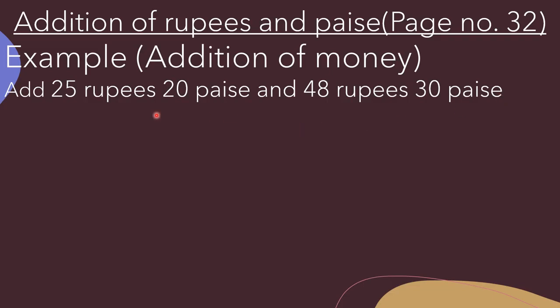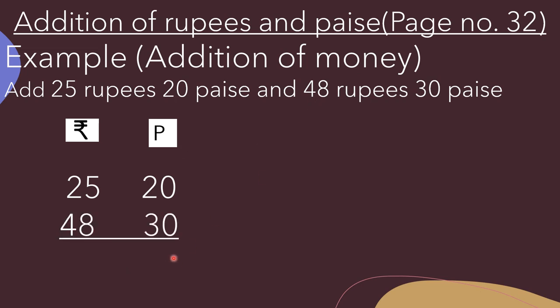Okay. So beta, first of all we will arrange it in rupees and paise. So here we will write rupees and paise. Okay. Now what you have to do, you have to write the 25 rupees and 20 paise. 25 rupees in rupee column and 20 in paise column. Now we have to write the next amount, that is given 48 rupees 30 paise. Okay. Now we have to put the sign of addition.